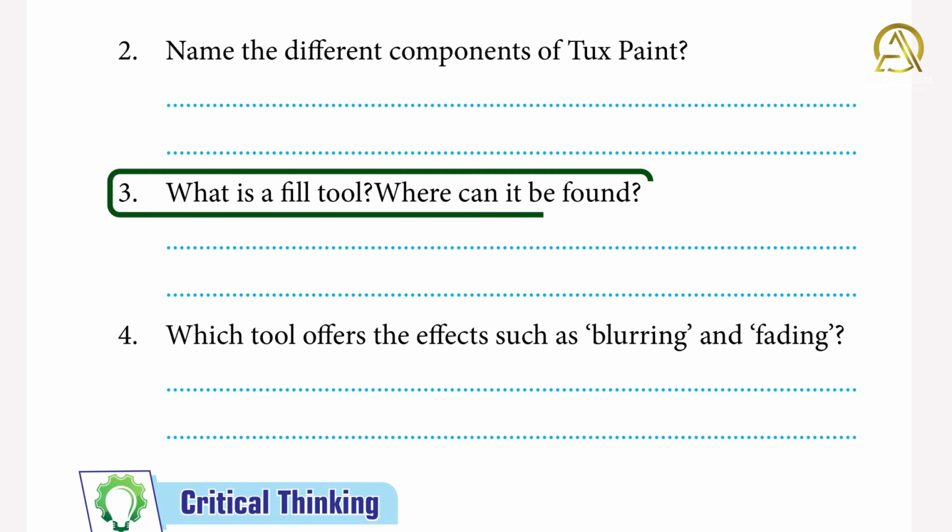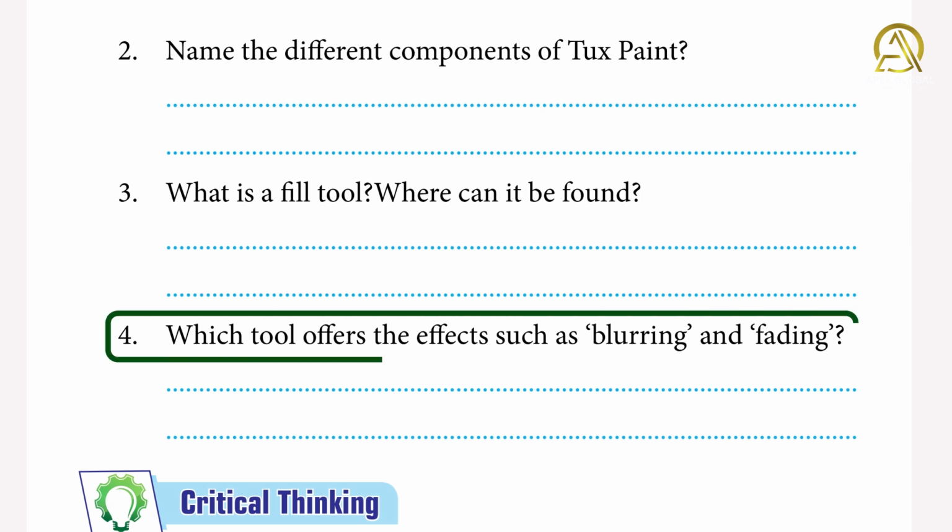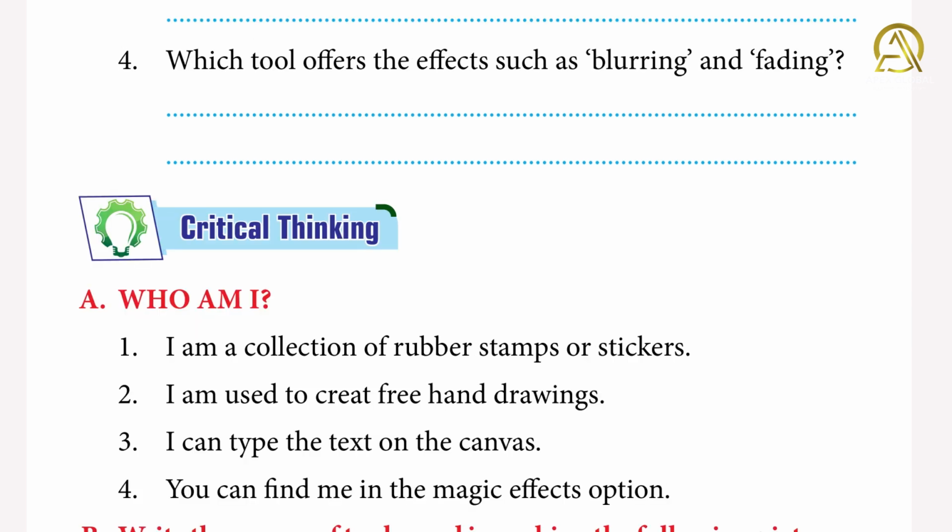3. What is a fill tool? Where can it be found? Answer. This tool fills the picture with a color. It is found in the magic effects option. 4. Which tool offers the effects such as blurring and fading? Answer. Magic tool offers a variety of unique effects such as blurring and fading for drawings.